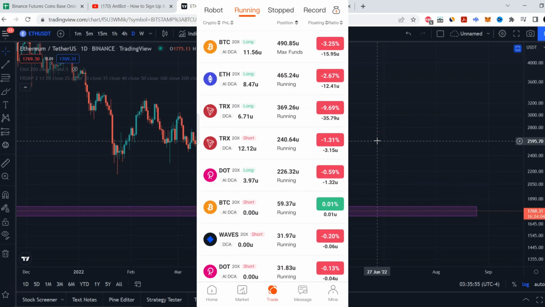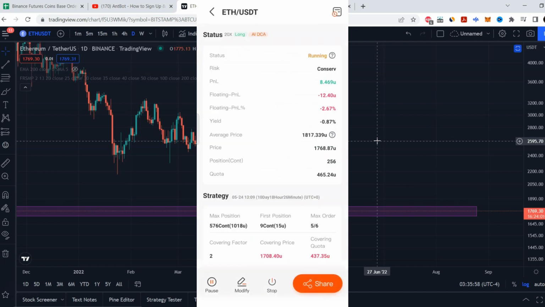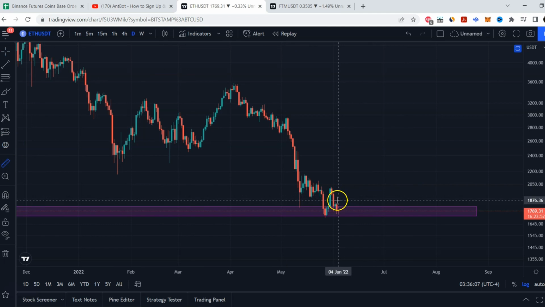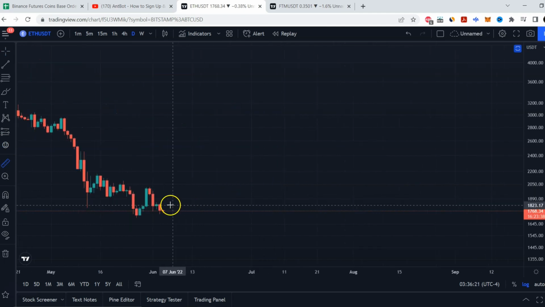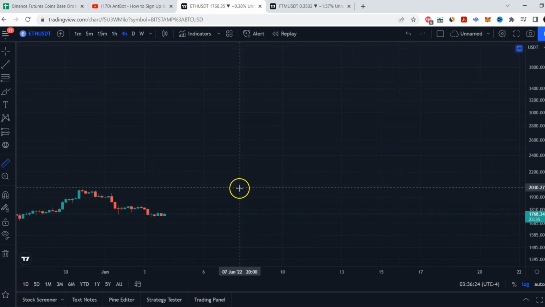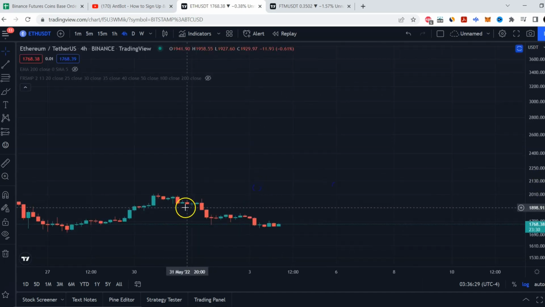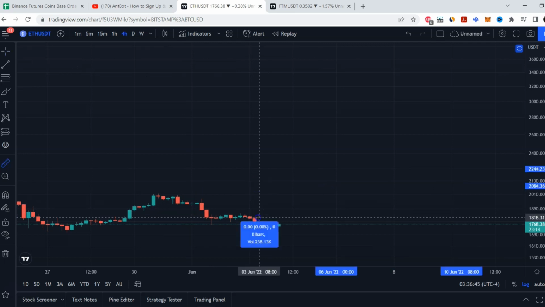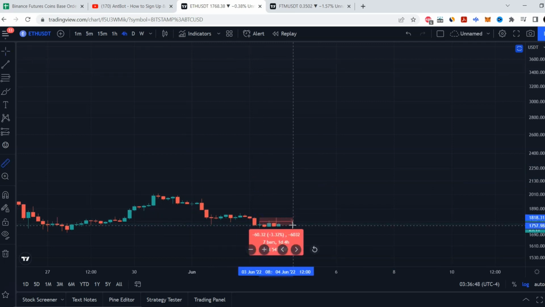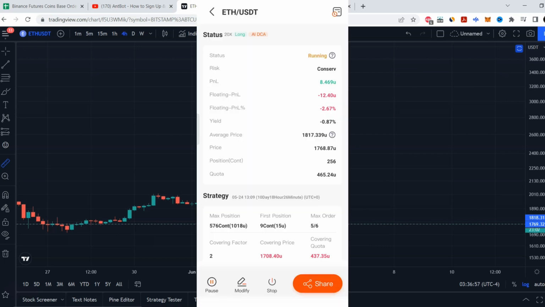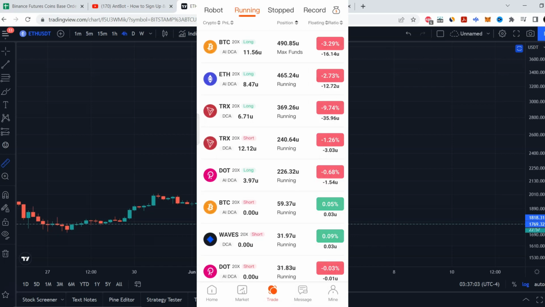How do you know your entry price? You can click on the coin, and then you can see your entry price, which is the average price, 18.17. So you can see 18.17. Look at the chart. Let me zoom in a little bit. Let me go to 4 hours so we can see it clearly. 18.17, guys. Let's say somewhere around here. So the price has gone down by 2% something right now. You can see it. That is the price difference from your average price or entry price, and you just multiply by your total position.